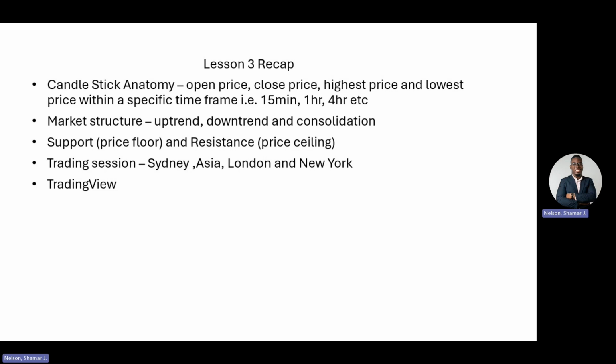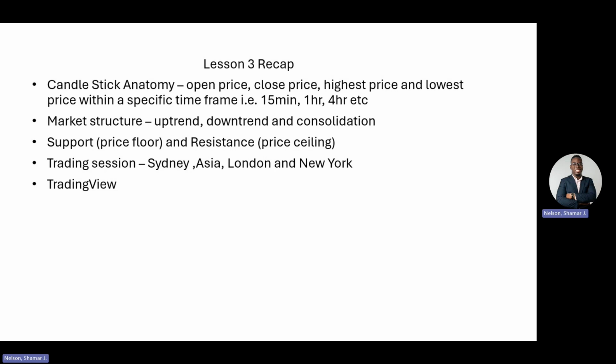I've also gone through market structure, the three basic types: uptrend, downtrend, and consolidation. If you want to see the definitions, you can go back to lesson 3. We also covered support and resistance, which we call price floor and price ceiling. I'm going to show you how that ties into what we're doing in the next lesson, because the key levels I mentioned in the objectives for lesson 4 usually become price ceilings and price floors within the market.